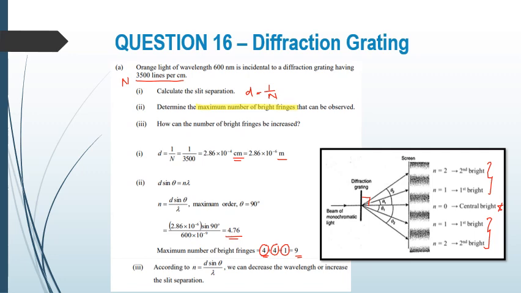And then question 3, how can the number of bright fringes be increased? Since the number of bright fringes depends on the number of orders, you just have to look at the equation, D sine theta equals n lambda, and check the relationship between n and D, and also n and lambda. Since n is directly proportional to D, you can increase the number of bright fringes by increasing the slit separation. And n is inversely proportional to wavelength, so you can decrease the wavelength to increase the number of fringes that can be seen. So that is the answer for question 16.